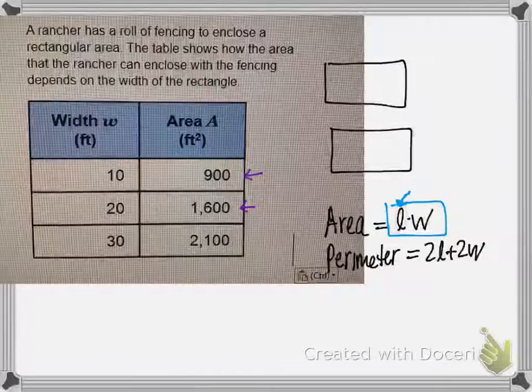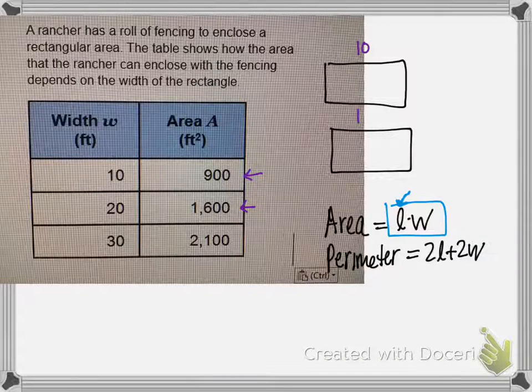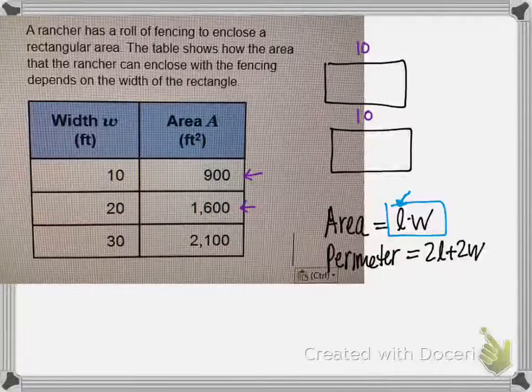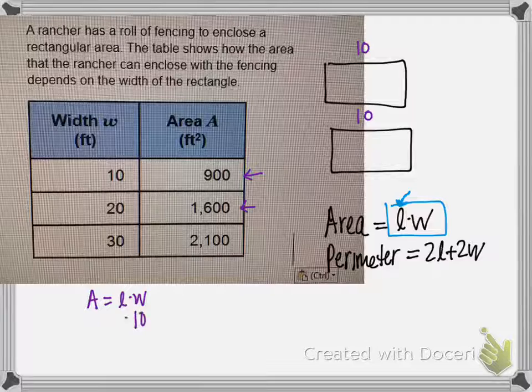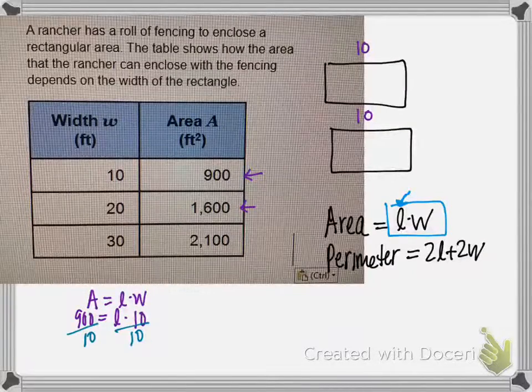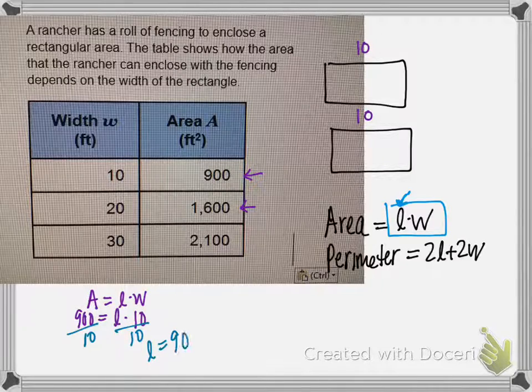So when the width is 10, so I'm going to put 10s here. The area is 900. So we need to find the length here. So if the width is 10, I'm going to use the area formula here. If the width is 10, we still need to find the length, but we know the area is 900. Then we know the length had to have been, well, divide by 10. The length had to have been 90. So that means I need to put 90s here.